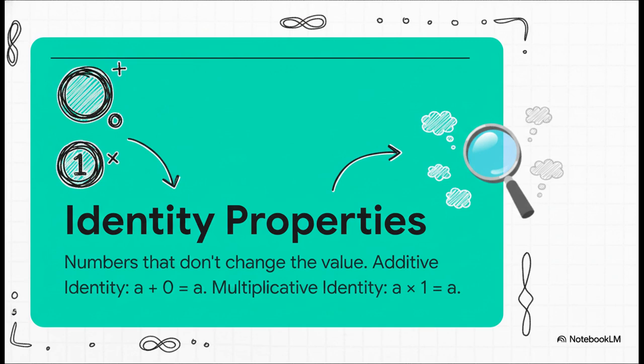This brings us to the identity properties, and their special power is, well, it's doing nothing. And that's actually a huge deal in math. If you add 0 to any number, it leaves its identity unchanged. Same thing if you multiply any number by 1.